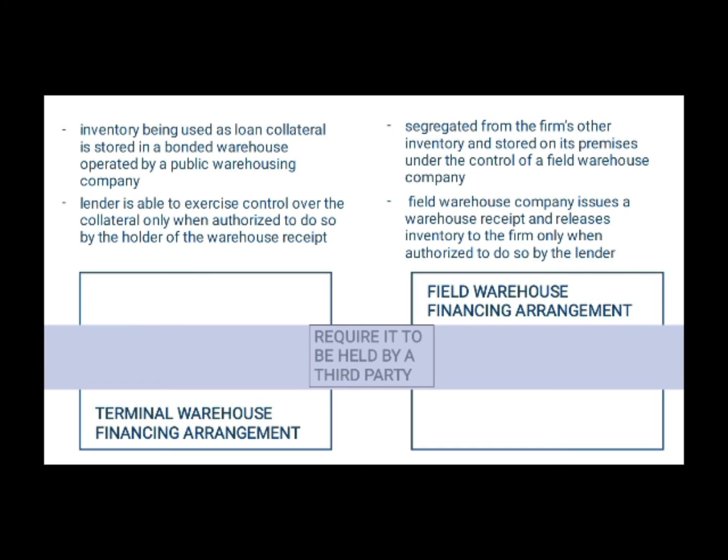On the other hand, for field warehouse financing arrangement, the inventories are segregated from the firm's other inventory and stored on its premises under the control of a field warehouse company. So inventories are physically separated and are placed under the control of a third party. So, field warehouse company issues a warehouse receipt and releases inventory to the firm only when authorized to do so by the lender. Thus, it might or might not be negotiable.